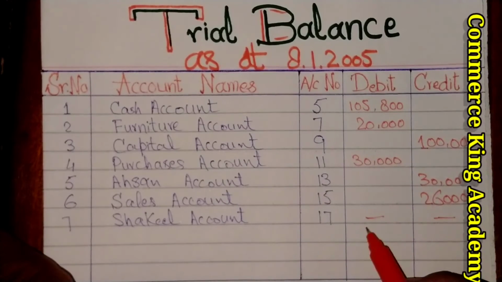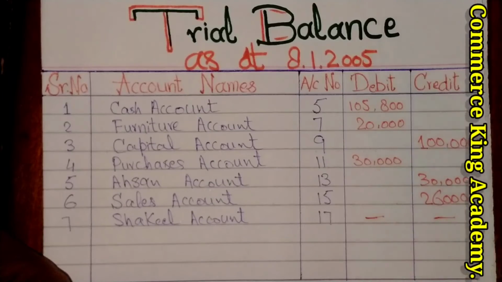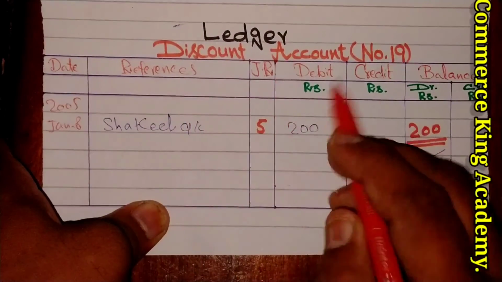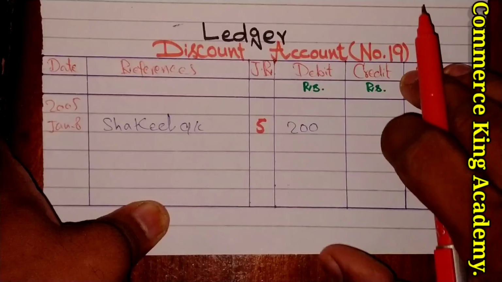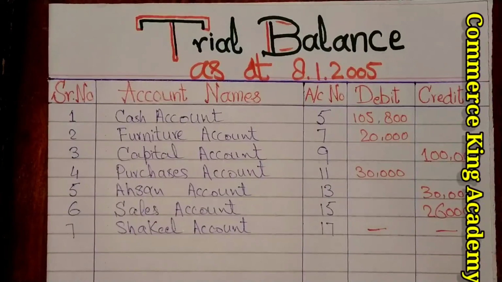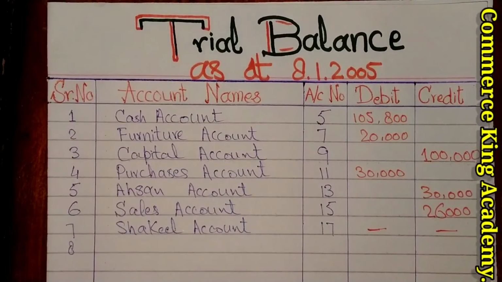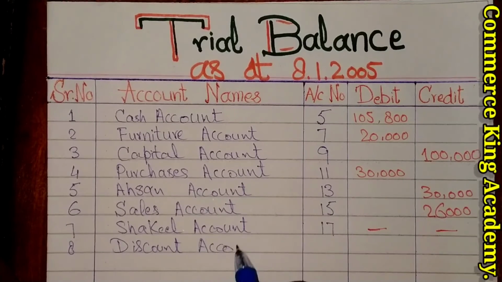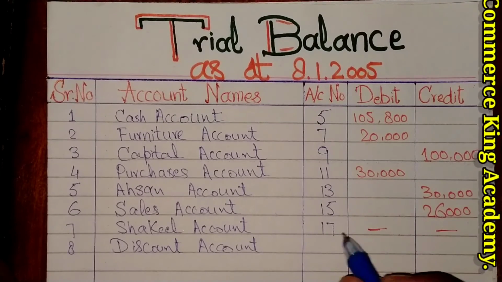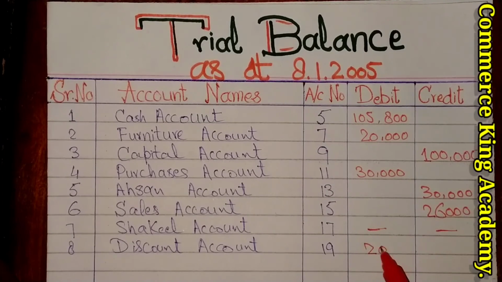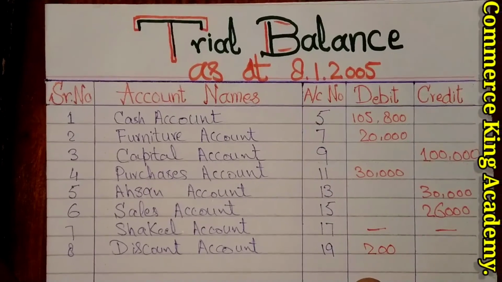We will show it with blank lines. Our last ledger is the discount account ledger with ledger folio number 19, having a debit balance of just 200 rupees. Serial number 8, the last account name is discount account, with account number 19, having 200 rupees as a debit balance.